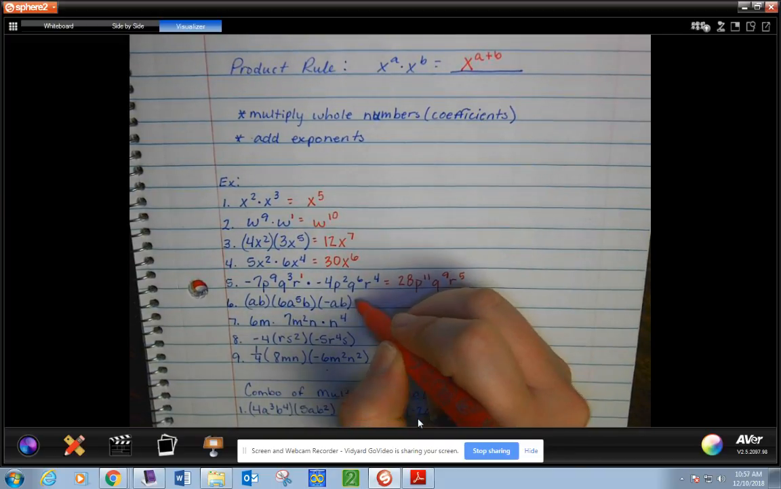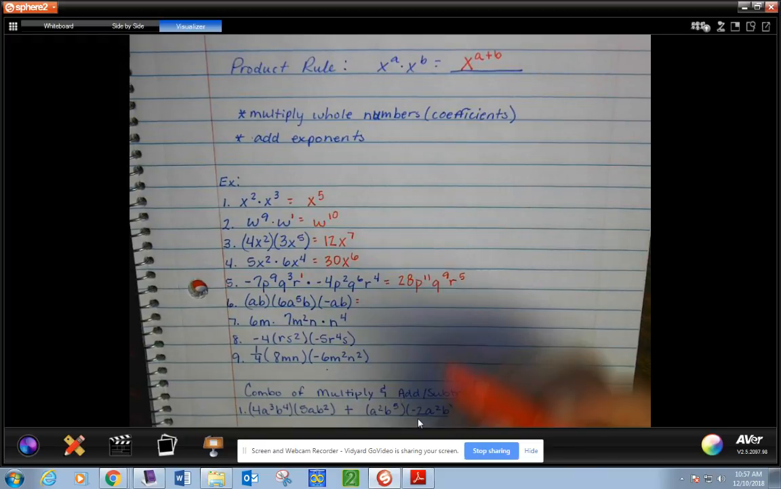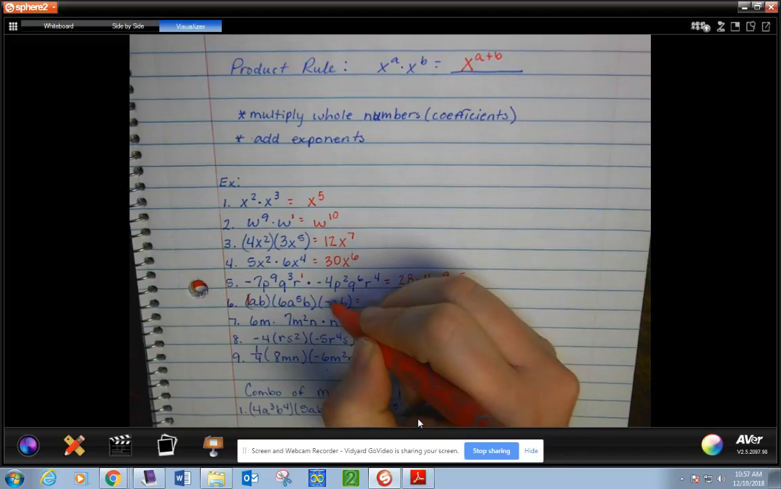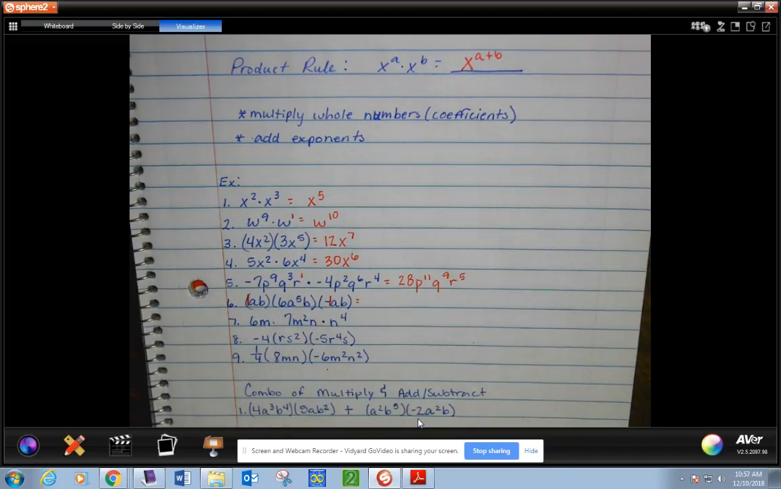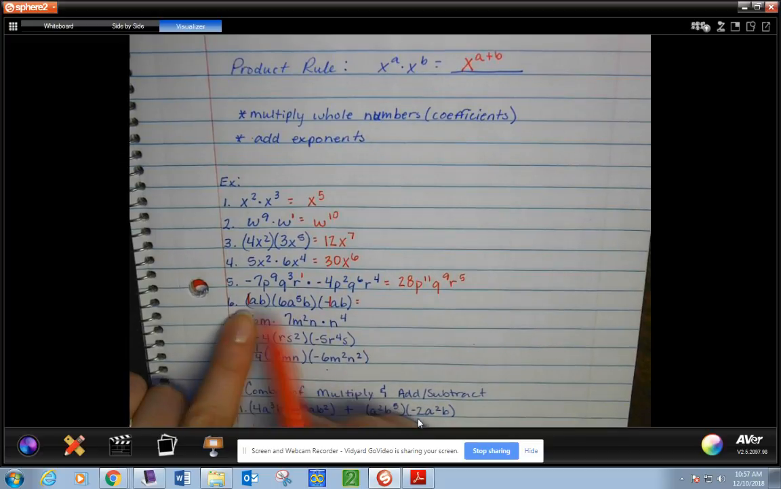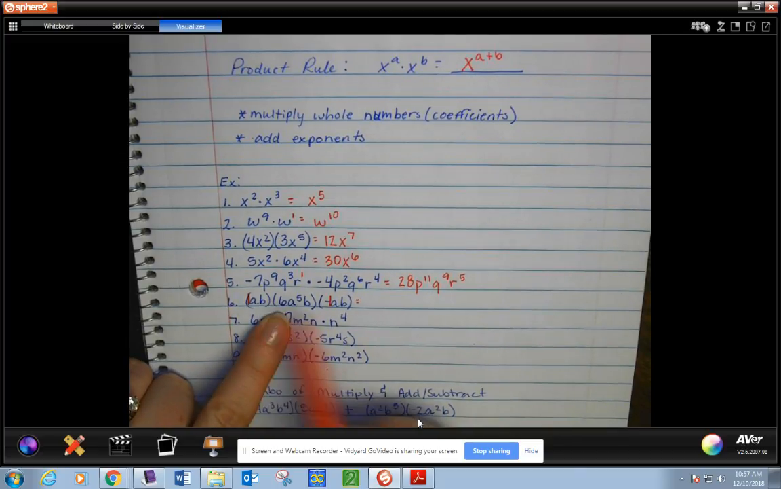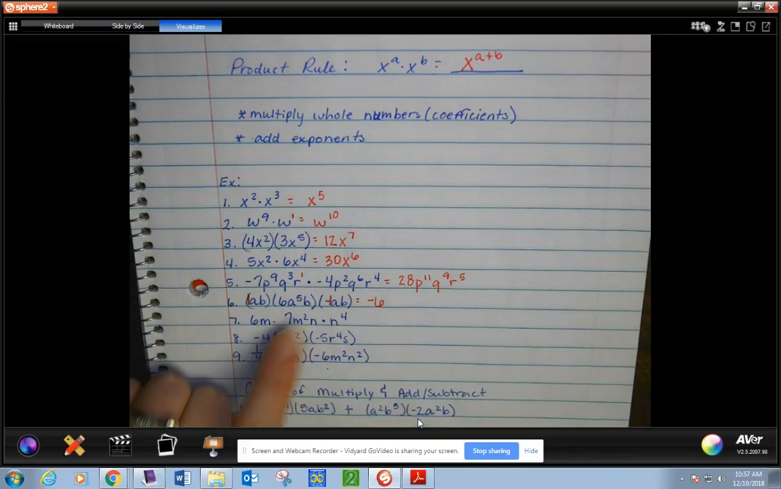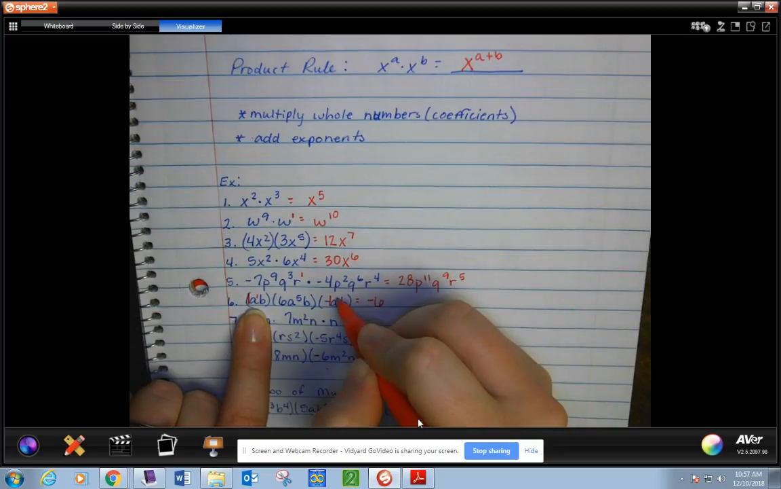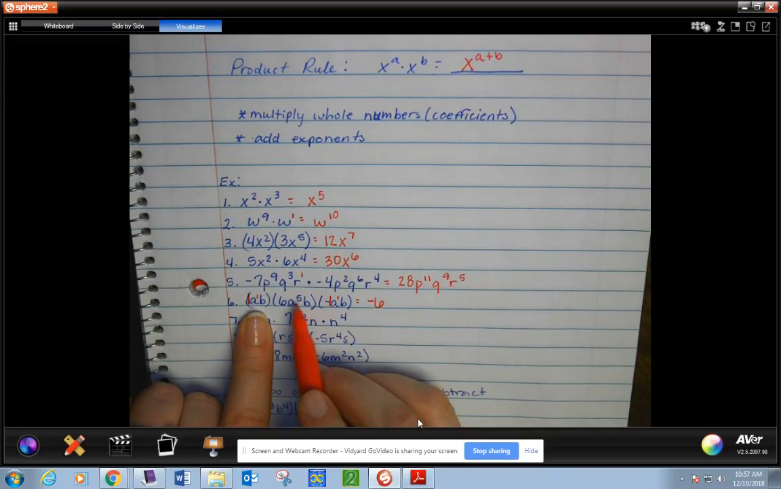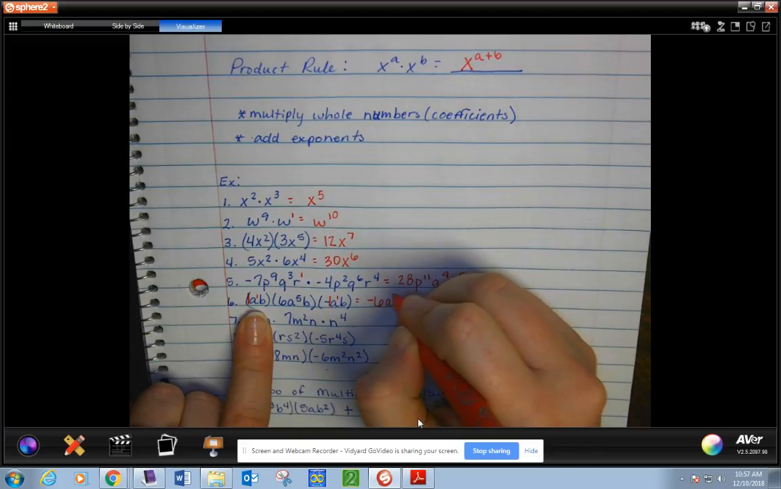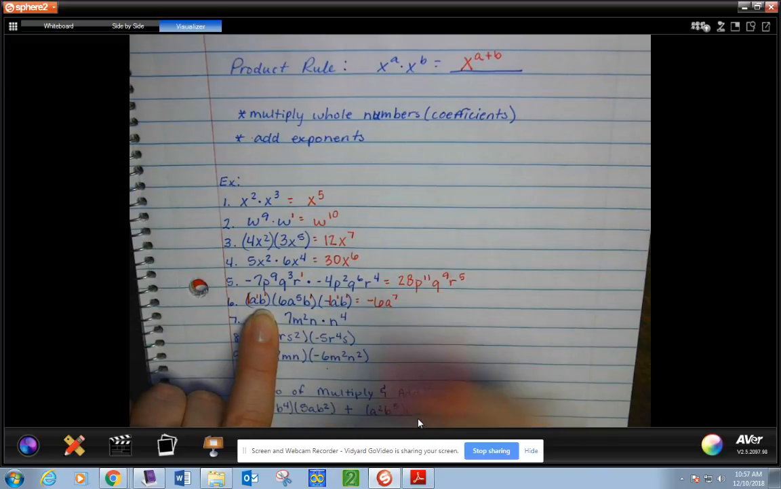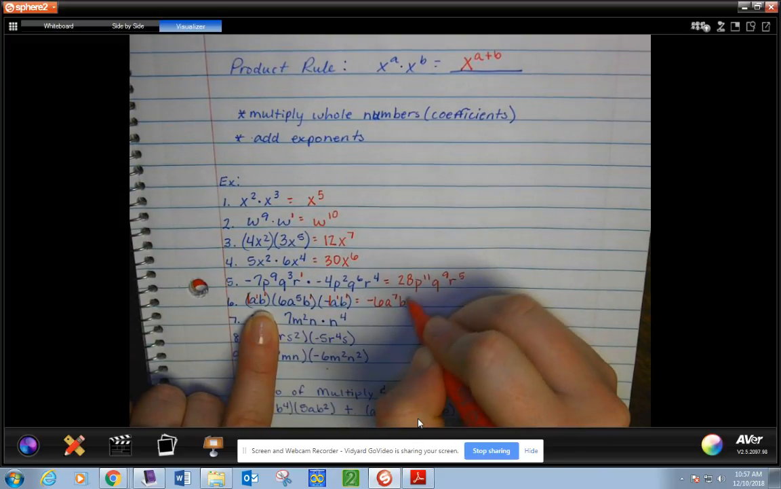Okay, for number 6, we're going to multiply those whole numbers first. Now, since the 6 is the only whole number you see, I need you to know that this is a 1 and this is a negative 1. It's not a negative a, it's a negative 1. So 1 times 6 is 6, and then 6 times negative 1 is negative 6. And now you can worry about adding those letters. You've got an a to the 1st, an a to the 5th, and an a to the 1st. 1 plus 5 is 6. 6 plus 1 is 7. So I have a to the 7th. I have a b to the 1st, a b to the 1st, and a b to the 1st. So 1 plus 1 plus 1 is b to the 3rd.